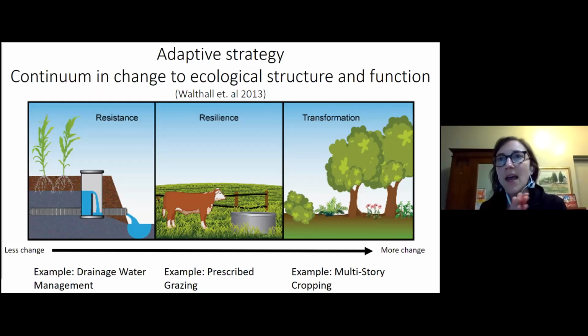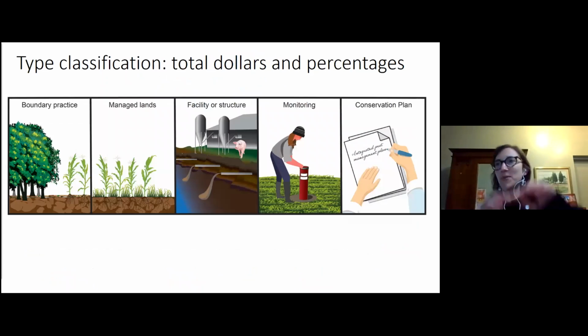So again, it's more of a continuum, and not to say that any of these are better or worse, but just that this is a continuum, really, around the ecology and the structure and function of how these are impacting fields or farms. Okay, so those are the 4 different types and then those 3 different classification systems.